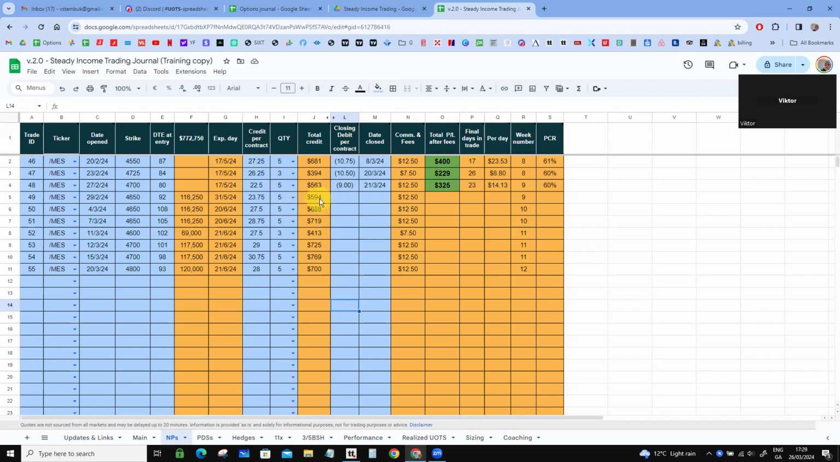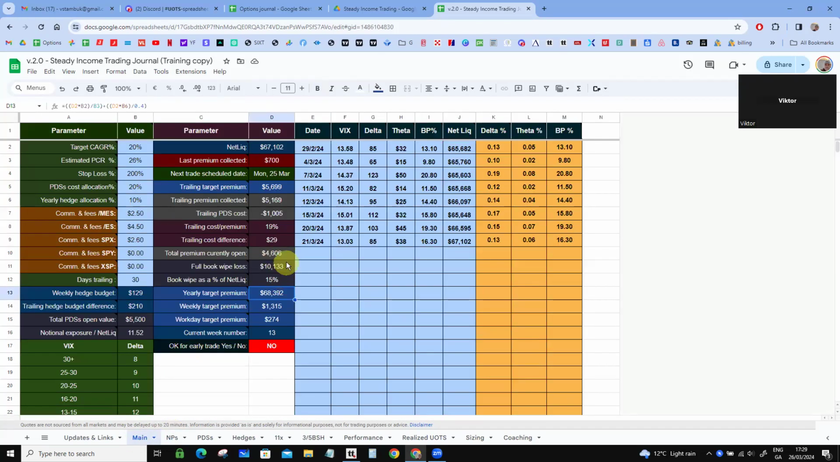And if this trade is to be stopped out with a stop loss at 200%, well, we're going to lose obviously 200% of this. Same here, same here. So we want to know how much that potentially can be. And the spreadsheet here will tell us quickly that if this is our open premium, then total full book wipe loss, which means all of the trades go to stop loss, and that doesn't happen too often, because sometimes you will have 1 or 2 trades affected, but not all of them. But we want to count the worst case scenario just to be on the safe side.